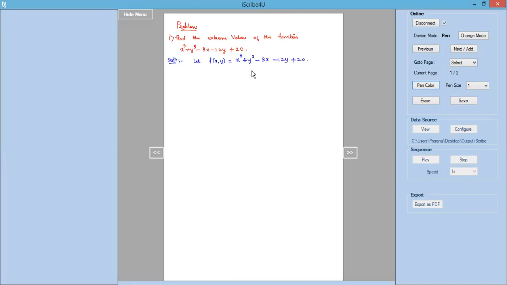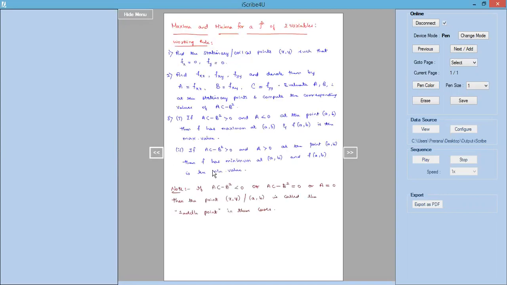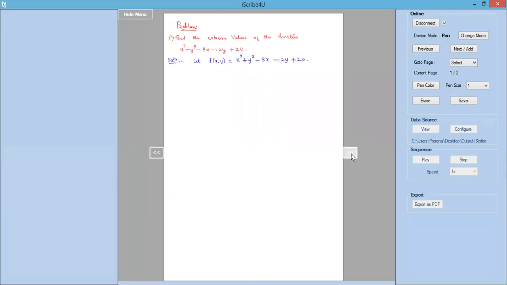Now we'll recall the condition to find out the stationary points. We have to find the stationary points, the condition is fx is equal to 0 and fy is equal to 0. Fx stands for dou f by dou x, fy stands for dou f by dou y.